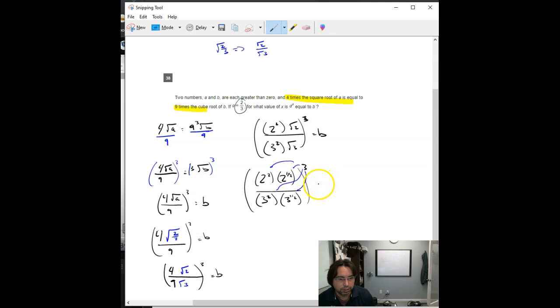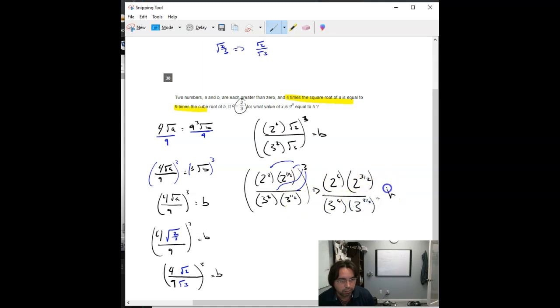And so now I have to distribute this cube into each term. That's going to yield 2 squared to the 3rd power, which gives me 2 to the 6th, times 2 to the 1/2 to the third power, which gives me 2 to the 3/2, over, same thing here, 3 squared to the third power, which gives me 3 to the 6, times 3 to the 1/2 to the third power, which is 3 to the 3/2.